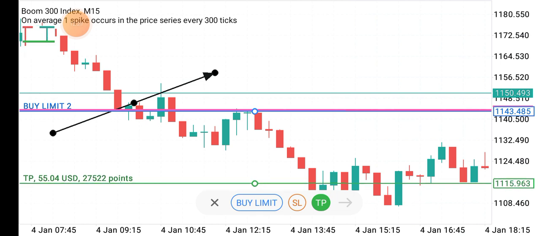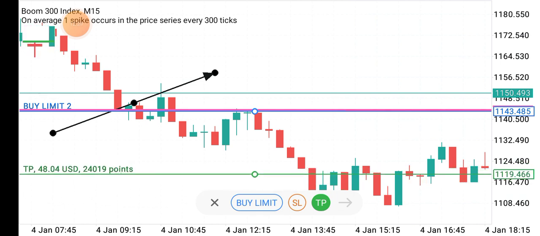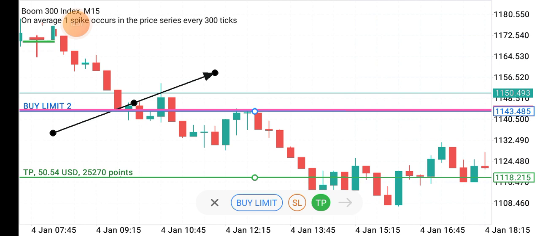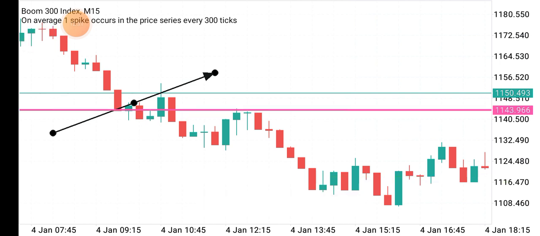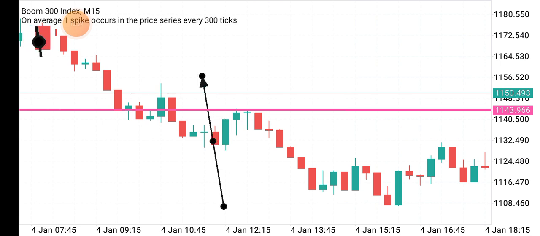I might even go out at 50. I don't like staying too long. Once I'm at 50, I will just leave the market. So guys, this strategy can make you $50 every day. I'm telling you, at least $30. You can make $30 regularly.